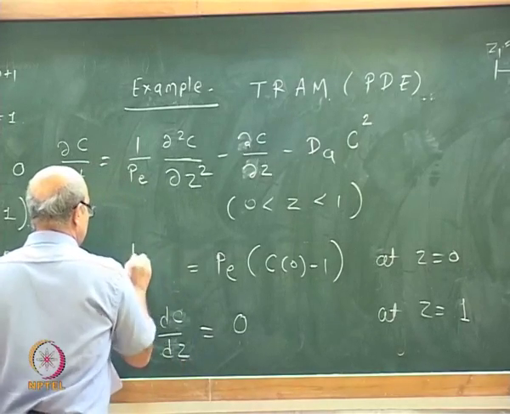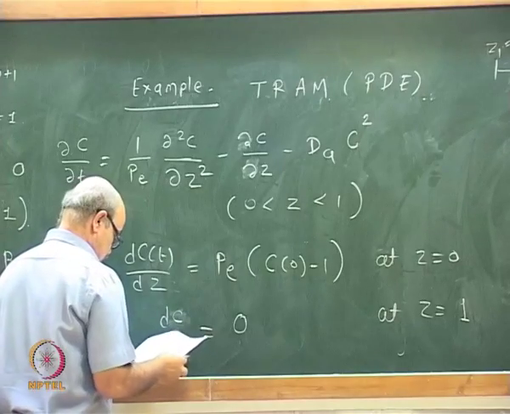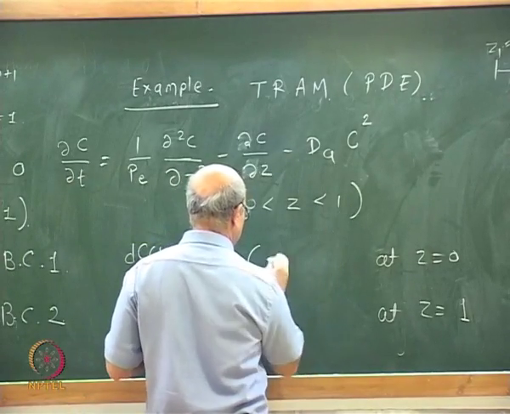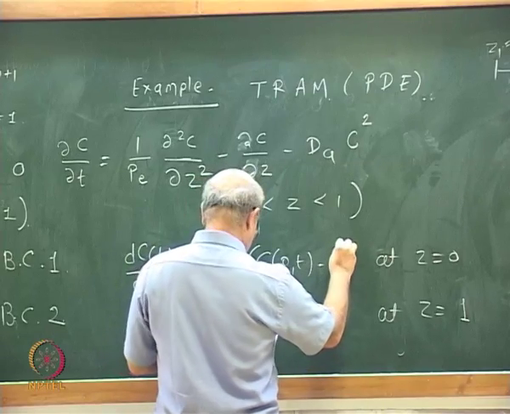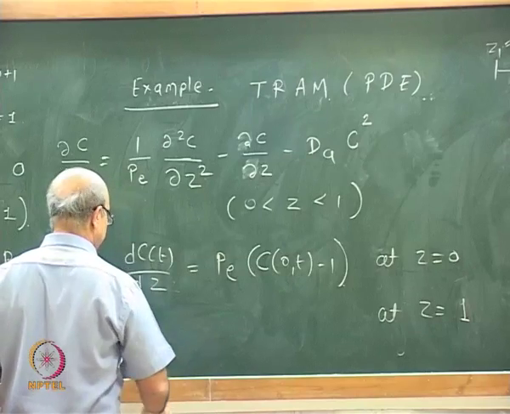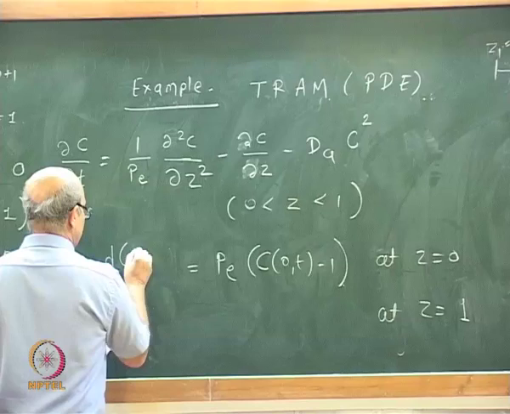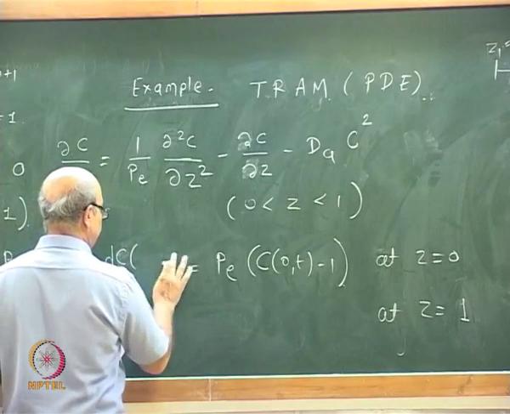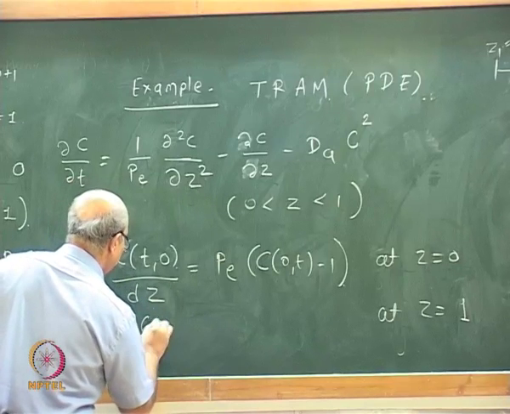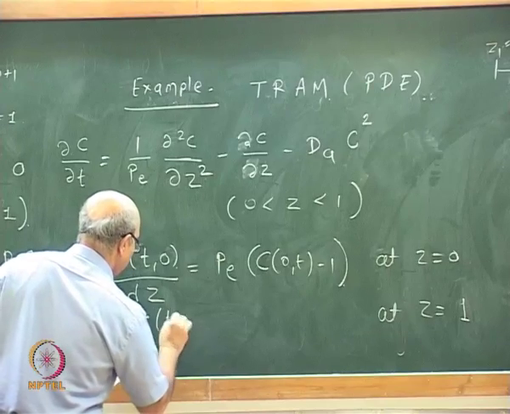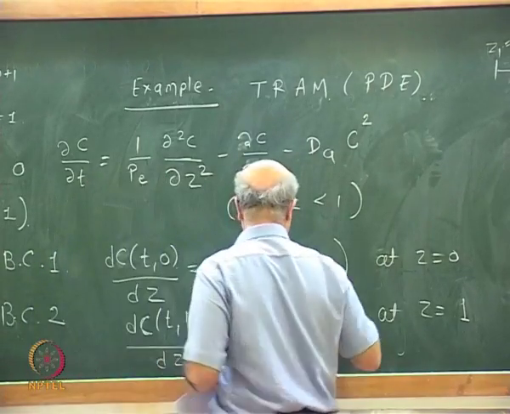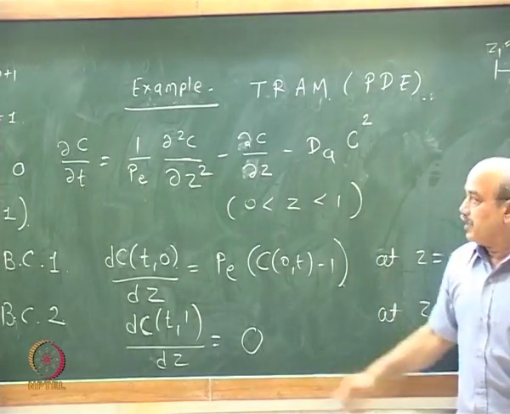So d c by d z is equal to... Okay, now the time has come into the picture.